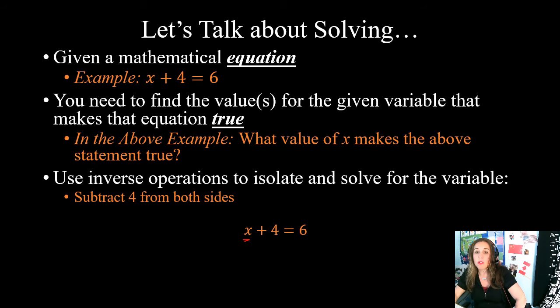How do we do that? Well, we're going to use the inverse operation. Since we're adding 4, we want to subtract 4 from both sides. And what we do to one side, guys, we always have to do to the other because, again, we need that relationship of equality to hold.